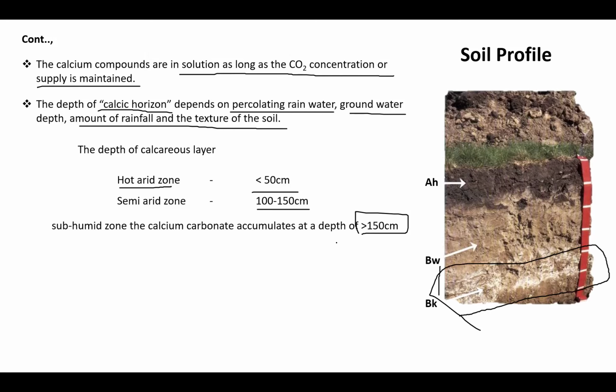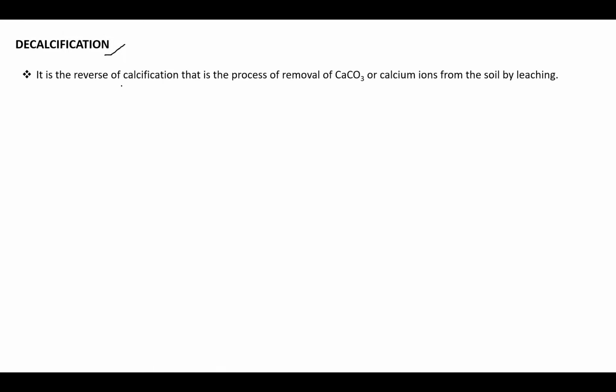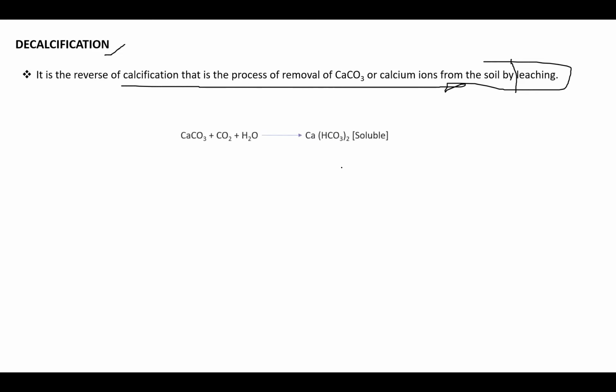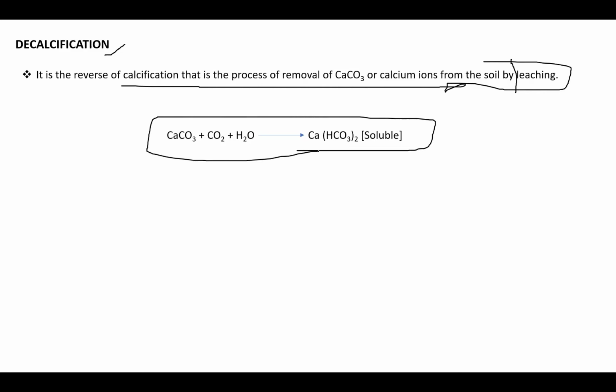Now let us jump into another important specific pedogenic process called decalcification. It is quite the opposite, the reverse of calcification. It is the process of removal of calcium carbonate or calcium ions from the soil by leaching. Leaching and illuviation we have discussed in our previous fundamental pedogenic processes; please follow the video link in the description. This is how calcium carbonate, carbon dioxide and water lead to the formation of a soluble form of calcium carbonate. It is the reverse of calcification. Thank you.